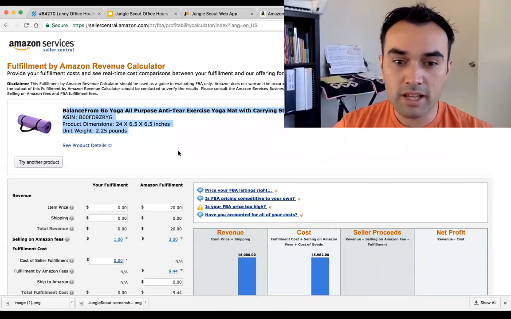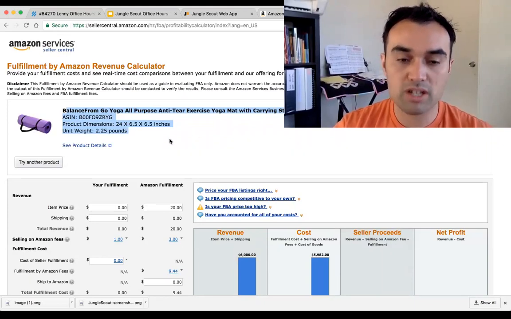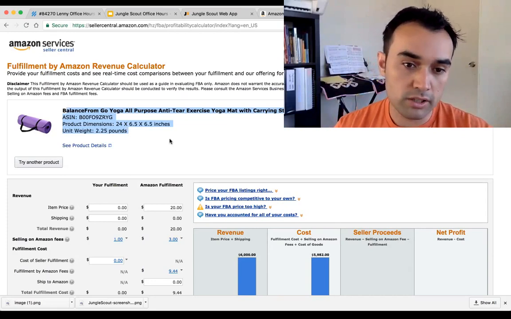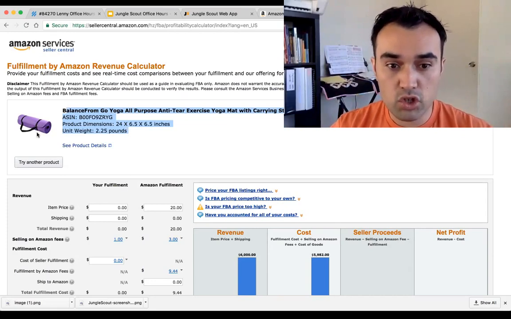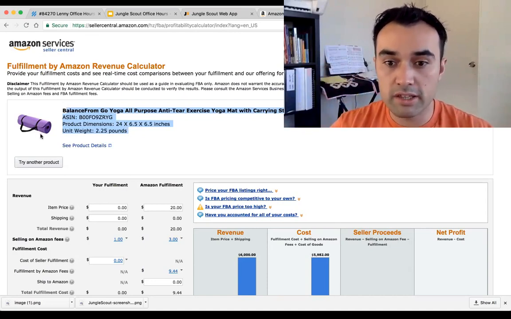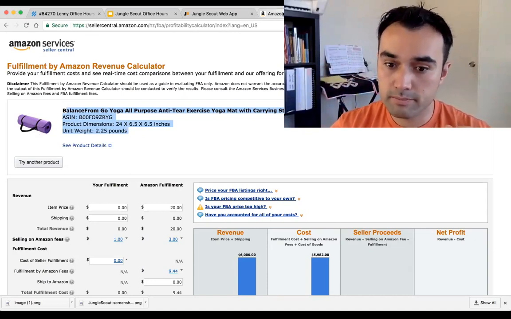It should be fine as long as the product's not drastically different and in a completely different category. Like if you're selling a yoga mat, as long as you choose a yoga mat that's pretty similar in size and weight, then the calculation should be correct.